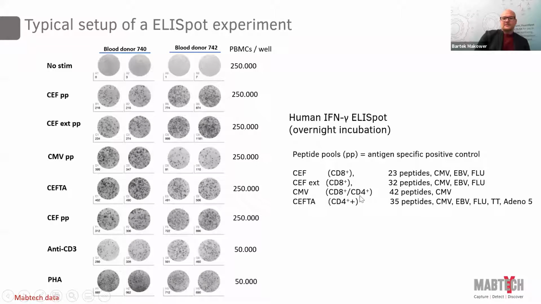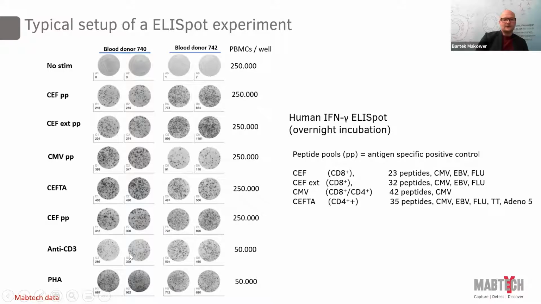So this pool contains CD8 and CD4 epitopes from CMV. So this gives both CD4 and CD8 responses. And as you see, the CMV response is variable. This individual has a stronger response than this one. You can also use a CD4 specific positive control, like this CEFTA pool. So this is only CD4 epitopes, 35 peptides from CMV, EBV, flu, tetanus, which is also a vaccine, and adeno5, which is a common cold virus, also used in some of the SARS-CoV-2 vaccines.